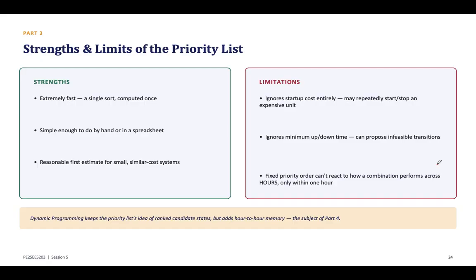So, the failure of fixed ranking becomes most obvious around peaks and valleys. A ranking can identify which unit is generally cheaper to operate, but it cannot decide whether the unit should be started early, kept online through a valley, or shut down and restarted later. So those decisions depend on the duration of the future load pattern.